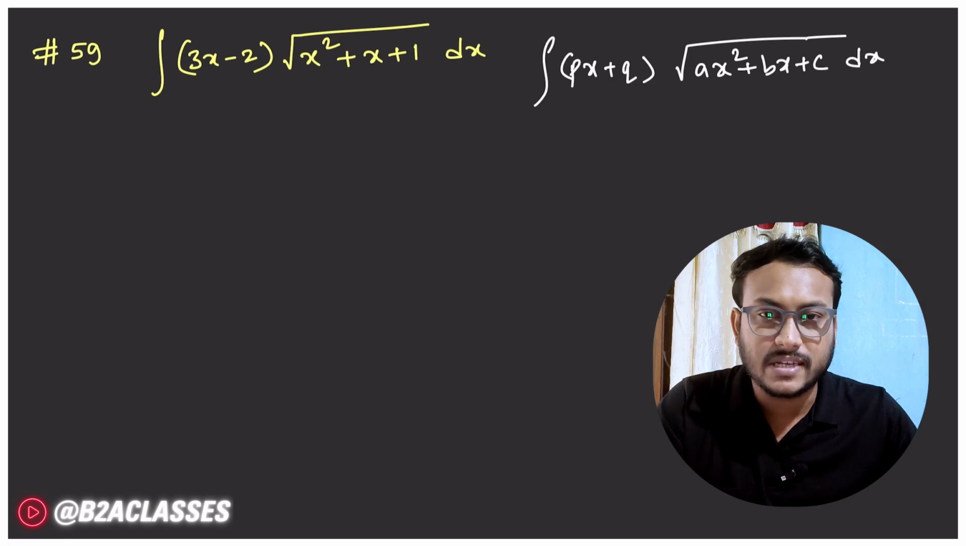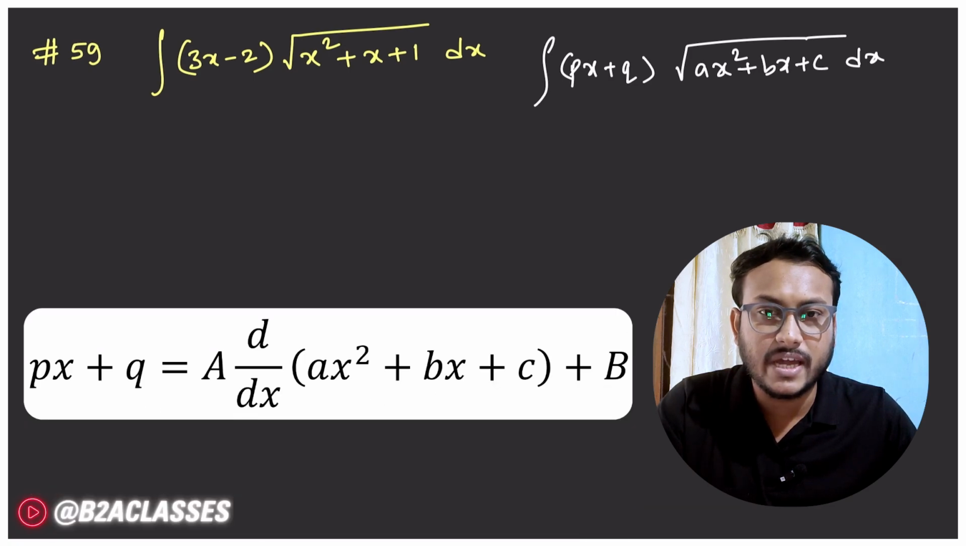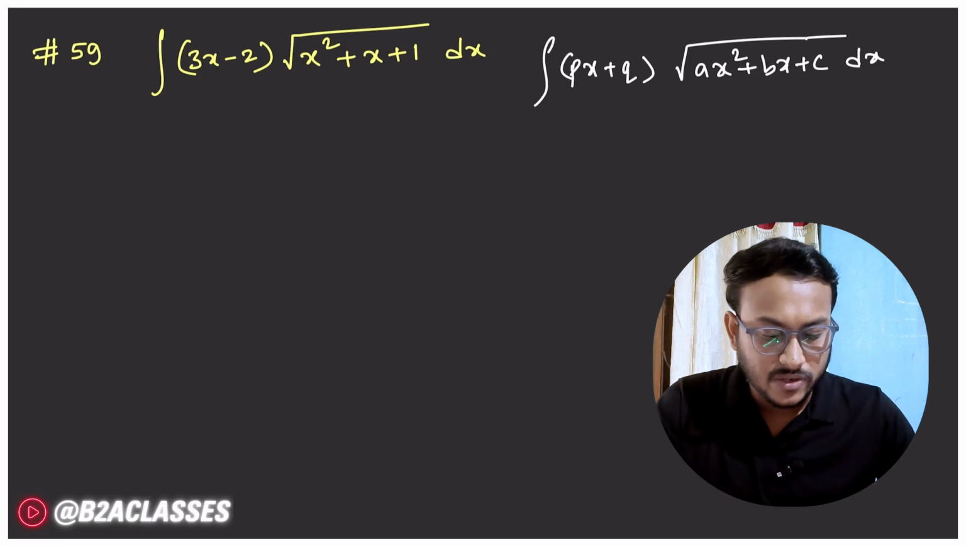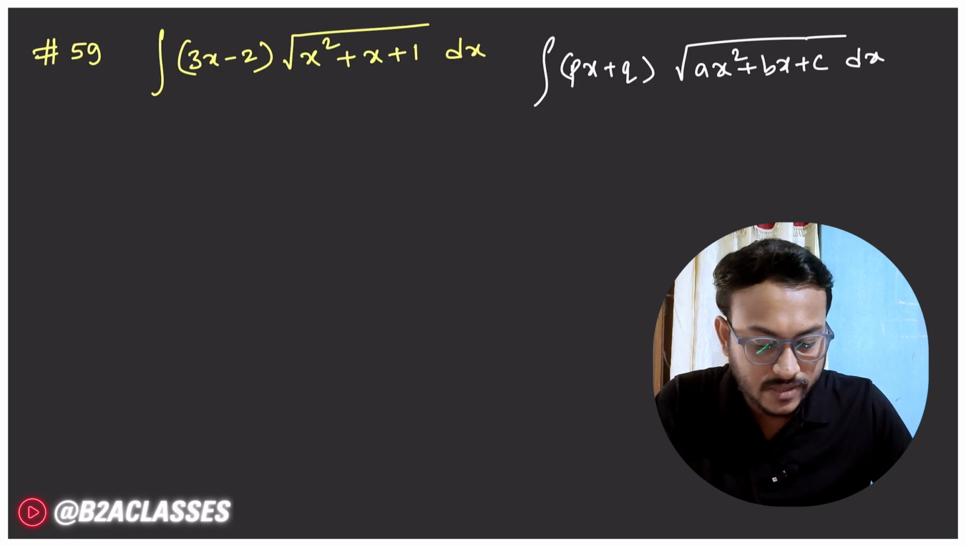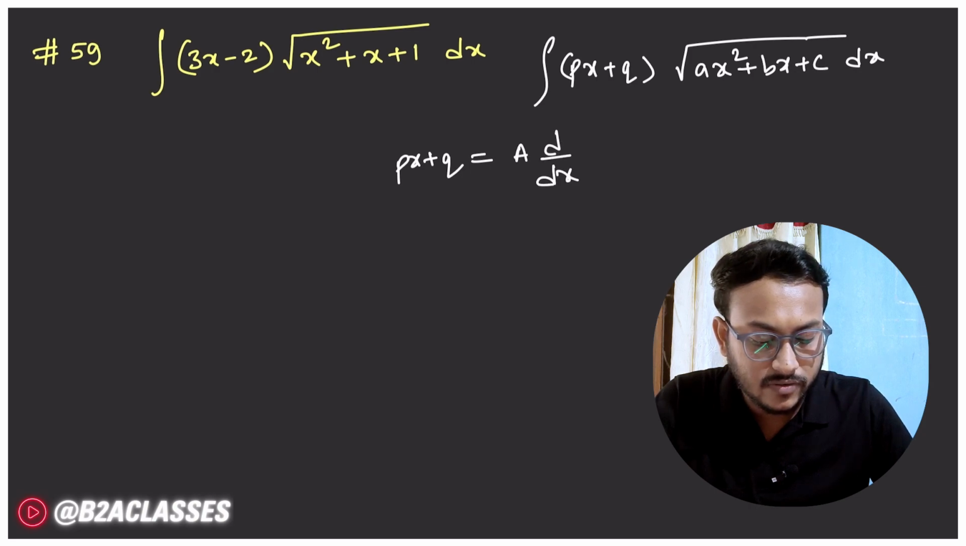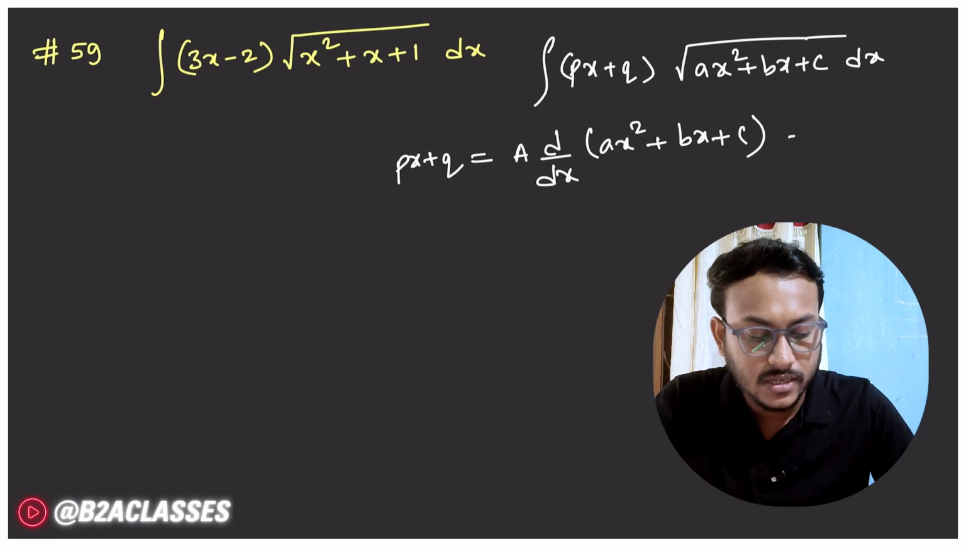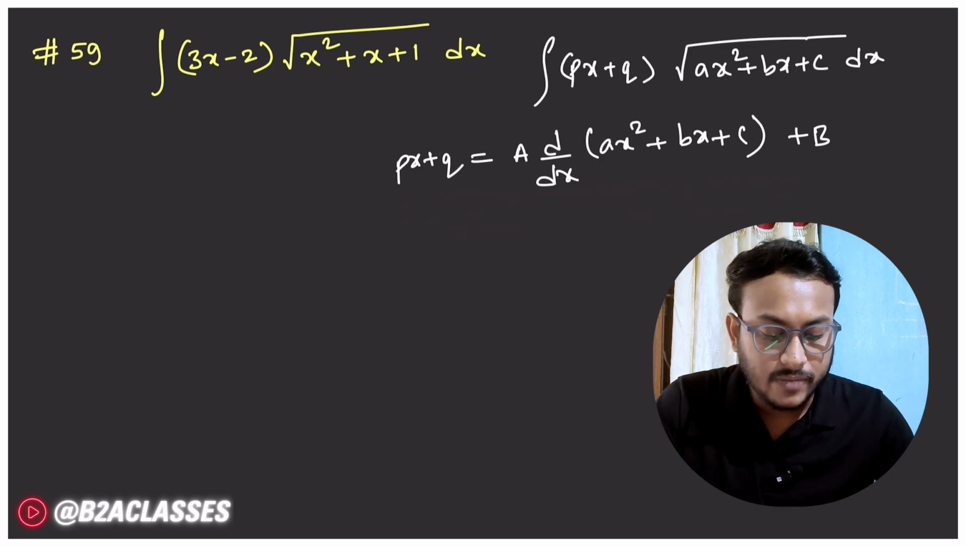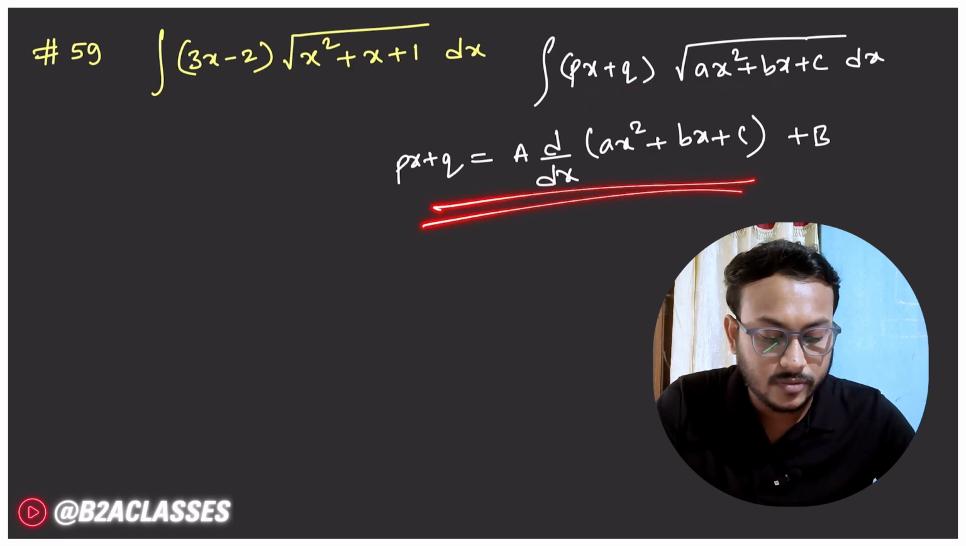So the formula is basically px plus q equals a into derivative of ax square plus bx plus c plus b. So we will apply this formula. This is the formula for this type of integration. So whenever the integral is of this type, we have to apply this formula.